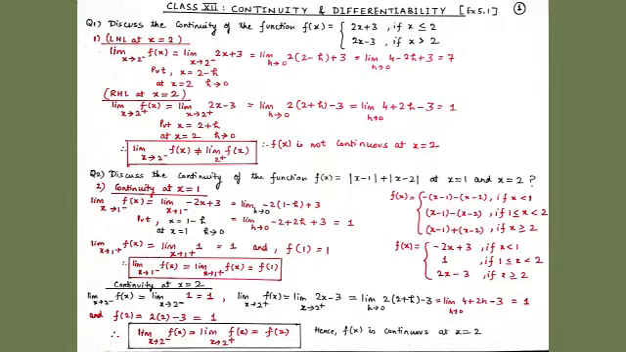So therefore, student, from here we get limit h tends to 0 of minus 2, and in bracket, in place of x, we can write 1 minus h, and then plus 3. So on solving it, we get limit h tends to 0 of minus 2 plus 2h plus 3. Therefore, when we put limit h tends to 0, we get minus 2 plus 3, which is equal to 1.